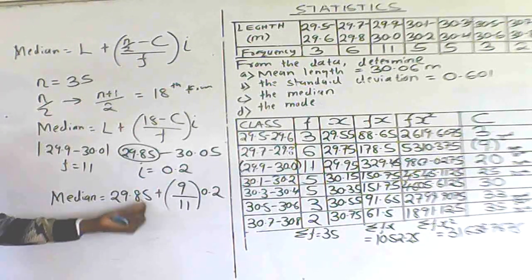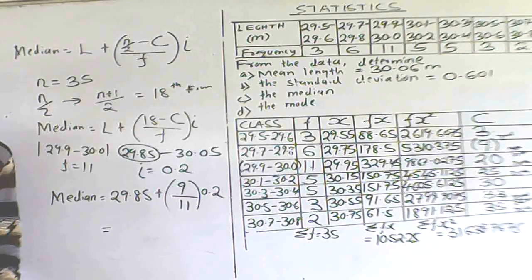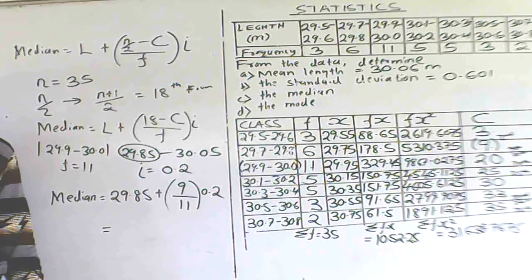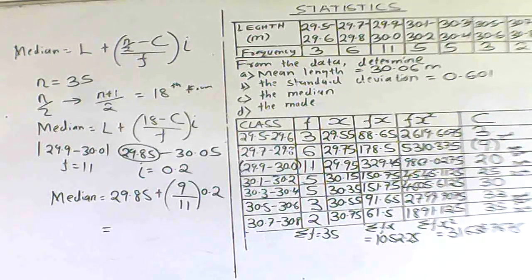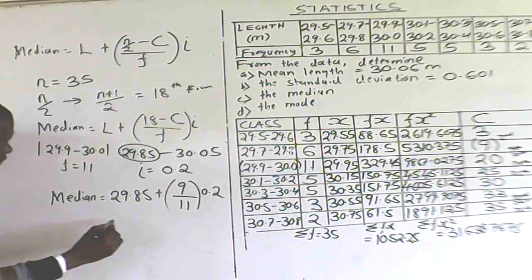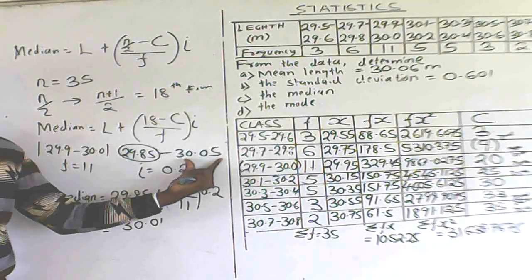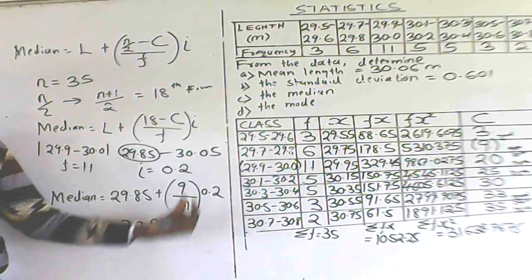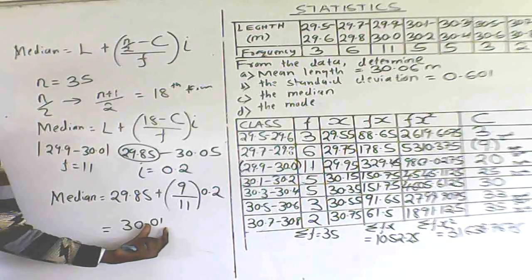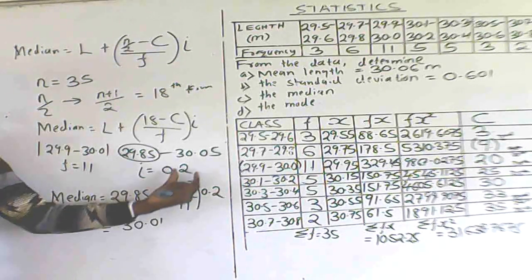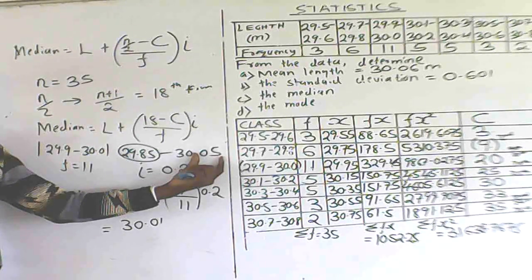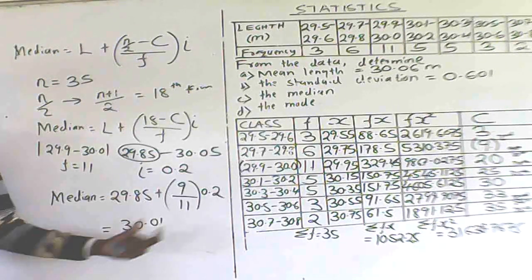So if you work that out on the calculator, take 29.85 plus 9 over 11 times 0.2. What do we have? What have you found? 30.0? 30.01. You go to the extent the class limit is reaching. The class limit is to 2 decimal places, meaning this value must be to 2 decimal places, because that is what we have in the class limits. Are we together? So it is 30.01.